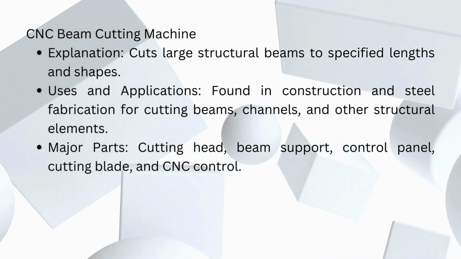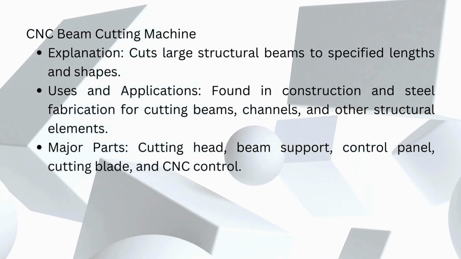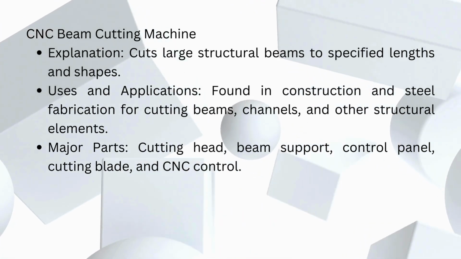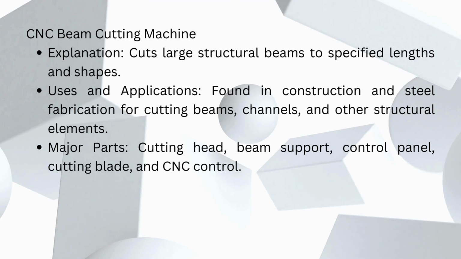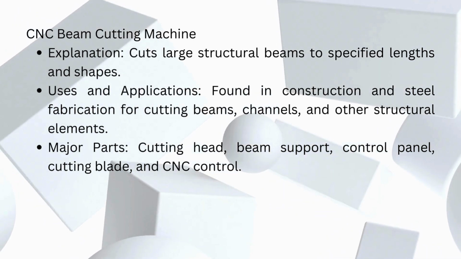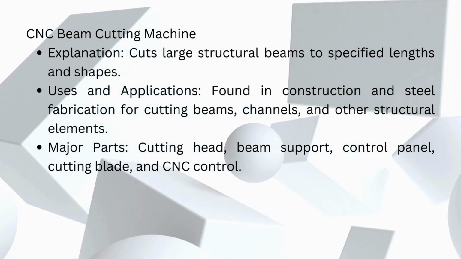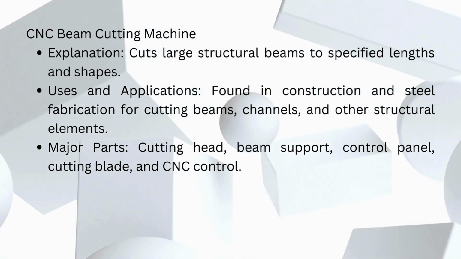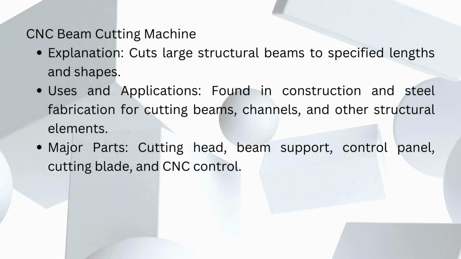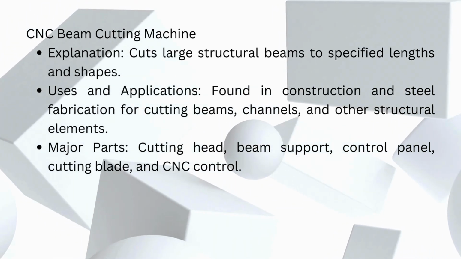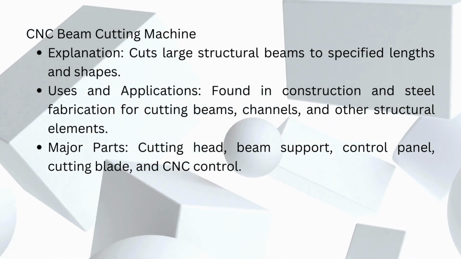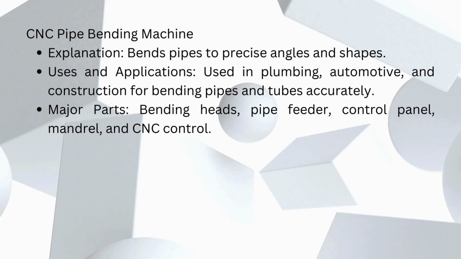CNC beam cutting machine. Explanation: cuts large structural beams to specified lengths and shapes. Uses and applications: found in construction and steel fabrication for cutting beams, channels, and other structural elements. Major parts: cutting head, beam support, control panel, cutting blade, and CNC control.